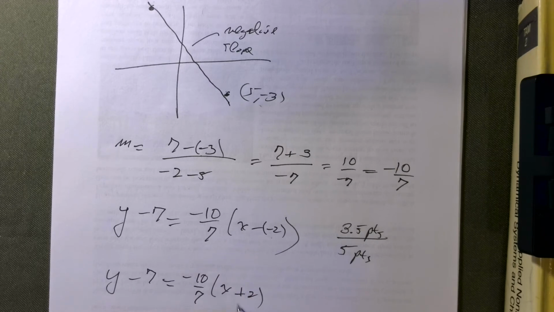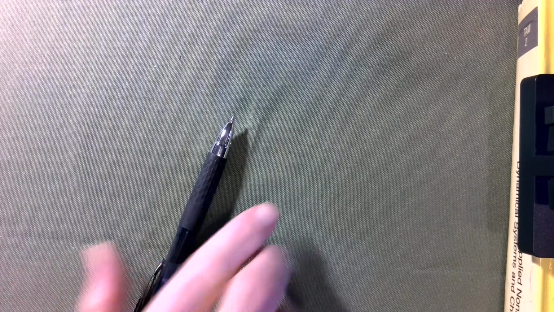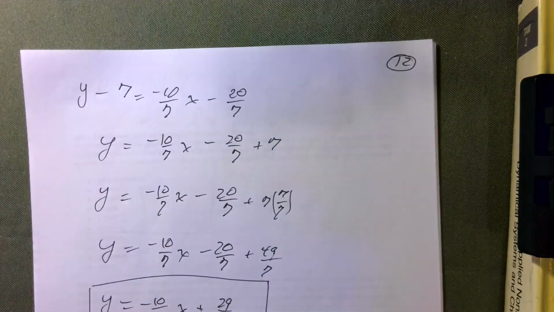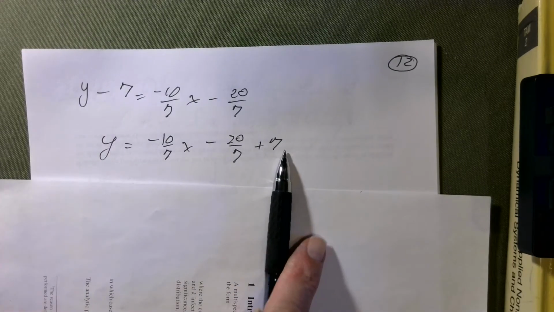And then I want you to write this in the slope-intercept form, which means you have to write it as y equals mx plus b. So the next thing I'm going to do is distribute the -10 sevenths. So we get a -10 sevenths x. 2 times 10 is 20, so you get a -20. Now I'm going to add a 7 to both sides. When I do that, I add a 7 to this side, I have to add it to this side, they cancel.